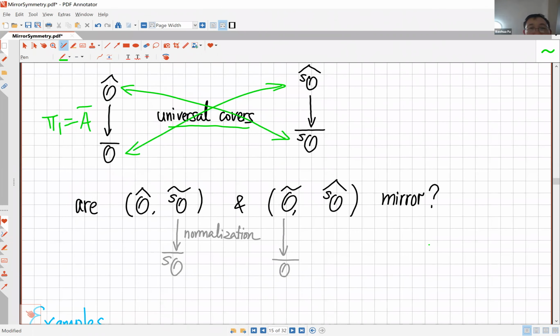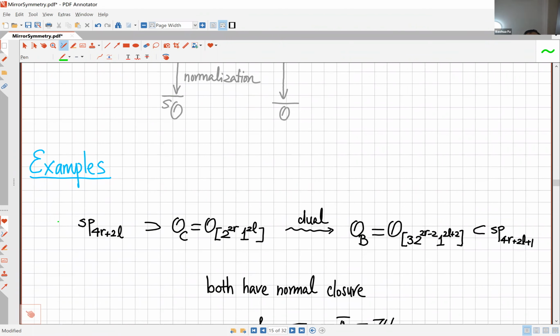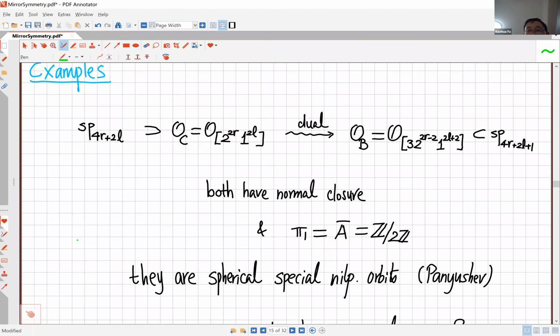So again, we try to support this, and we did some examples. This example is in Panyushev's paper, where he studied spherical spatial nilpotent orbits. In fact, he has a classification of these spherical spatial nilpotent orbits. In type C, it turned out to be this one, and in type B it is this one. Special spherical should be the simplest orbits to check, so we started with this one and this one.